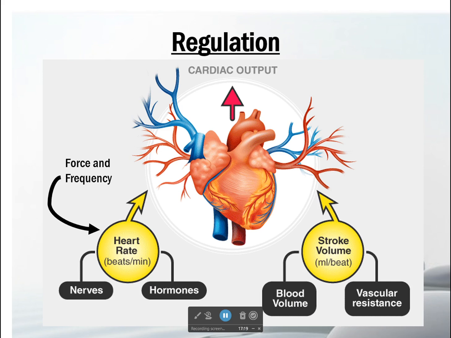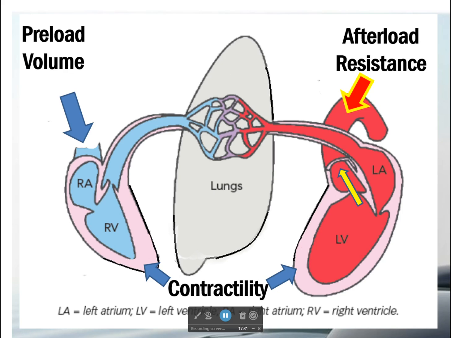Stroke volume is determined by blood volume and then also resistance that the vessels and structures meet as a result of the forward movement of fluid. So here is an example of the three key elements of cardiac output, heart rate, and stroke volume.